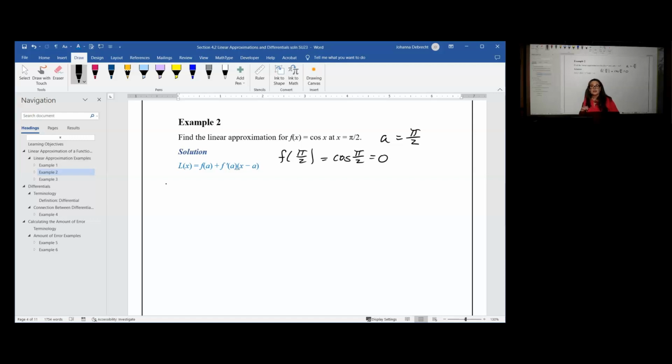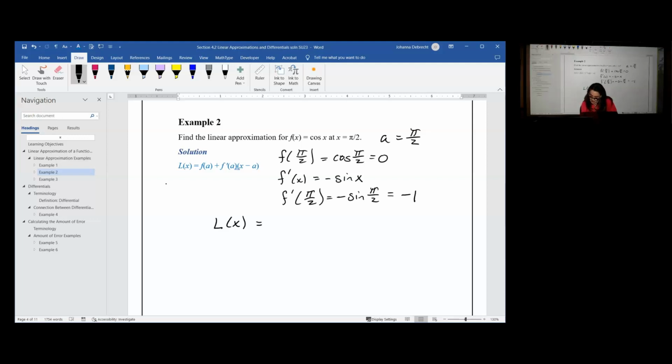Then we need the derivative for the slope of the tangent line, and the derivative of cosine of x is negative sine of x. Then we evaluate the derivative at the value of a. This gives me negative the sine of pi divided by 2, and this comes out to be negative 1. I'm now ready to write the linear approximation function.